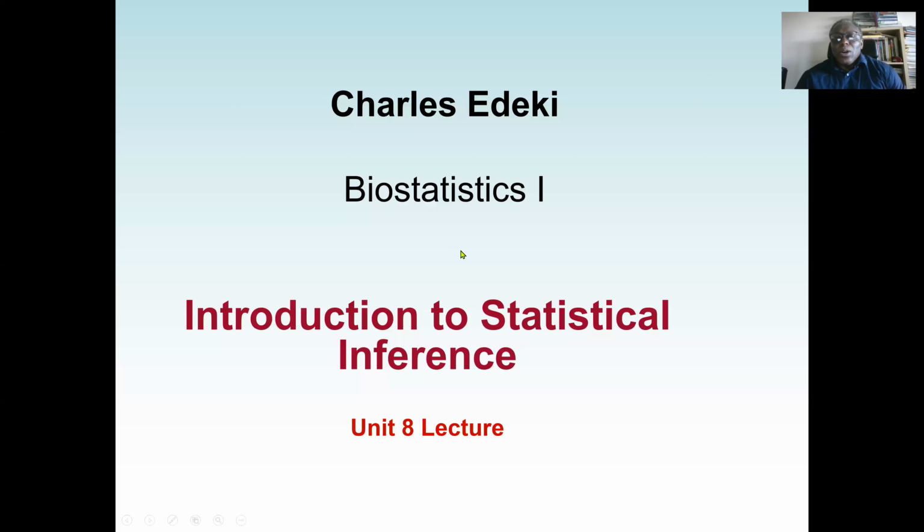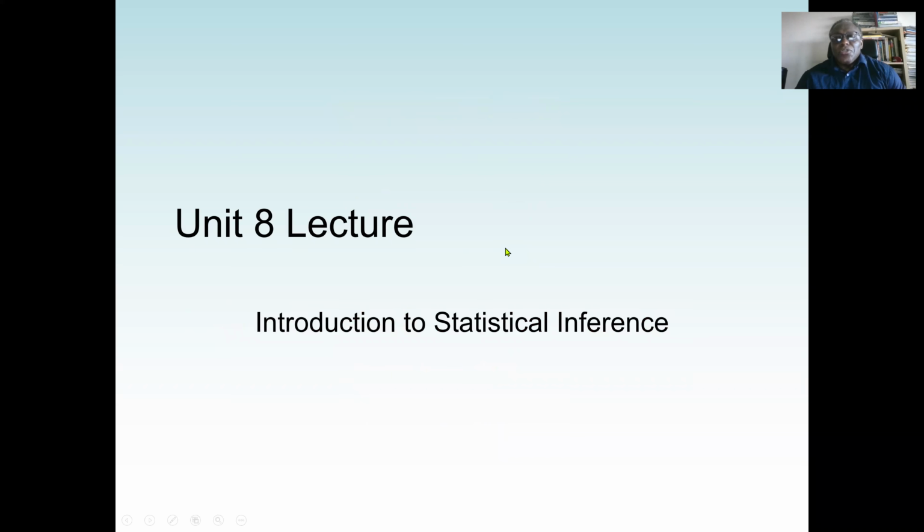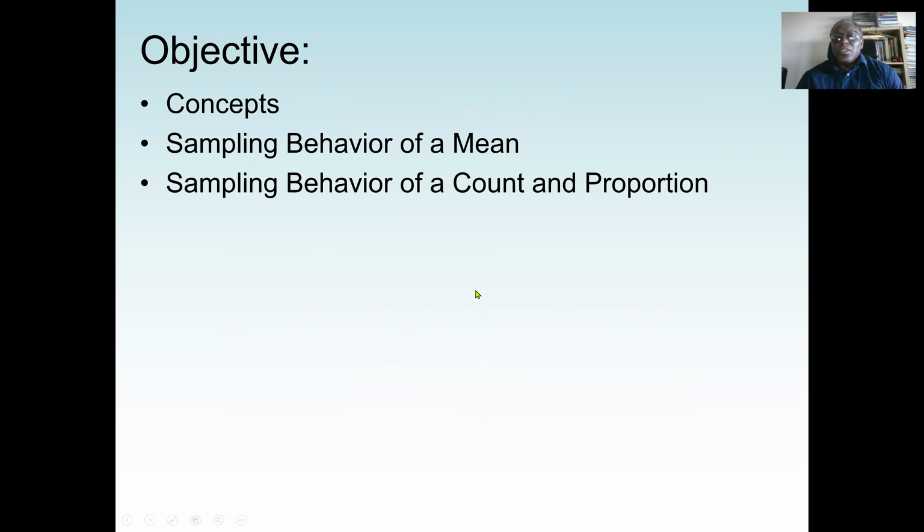Again, welcome to Biostatistics 1. Today our main objective is to start with inferential statistics. This is our first topic in inferential statistics. Our main objective, again, is to understand the concept of inferential statistics. Also, what is the sampling behavior of a mean, what is the sampling behavior of a count, and also a proportion. Now, the concept of inferential statistics is trying to use the sample to make a decision on a population.